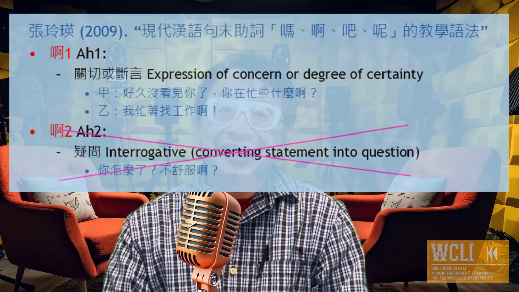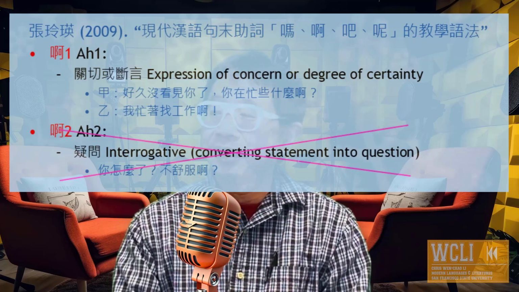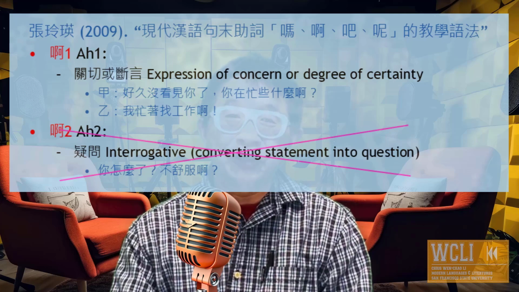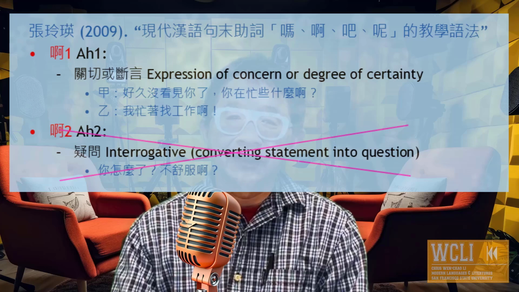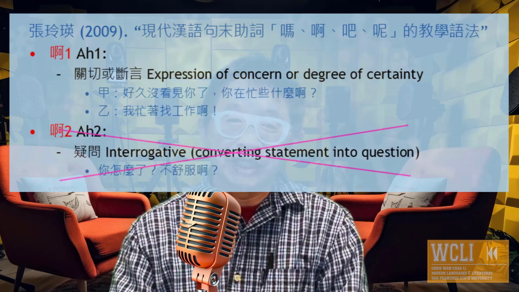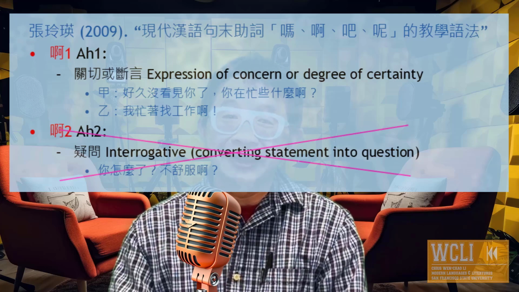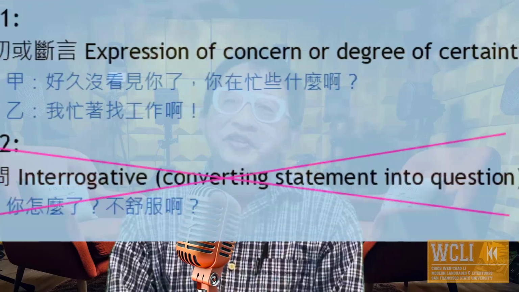Zhang Lingying, in a 2009 article, further reduced the categories to just 2 types. The first being an expression of concern or degree of certainty, and the second used for interrogation. In our video, we're only going to be looking at the first type, that is, an expression of concern or degree of certainty. We won't be looking at a as a question particle. So then, what does a actually mean?